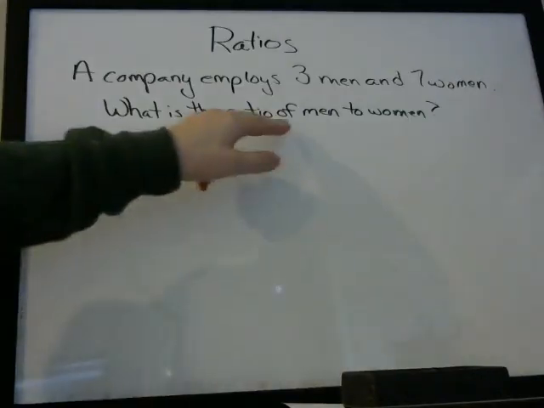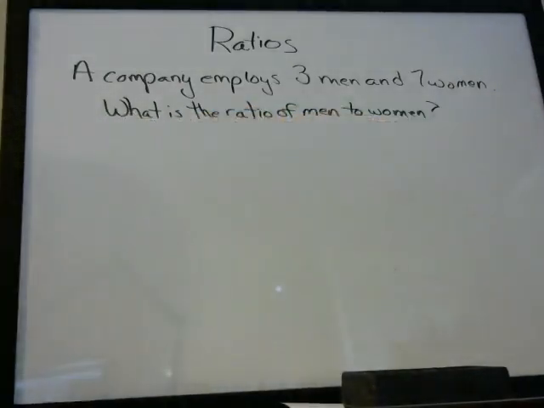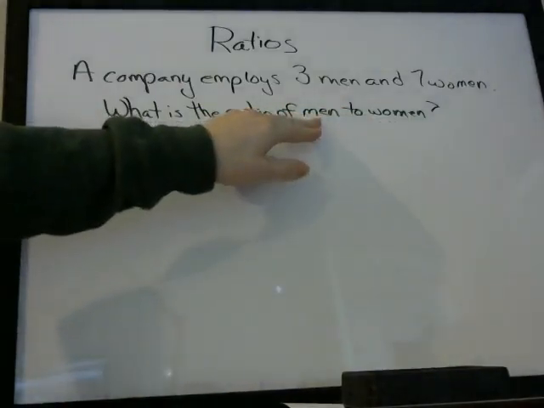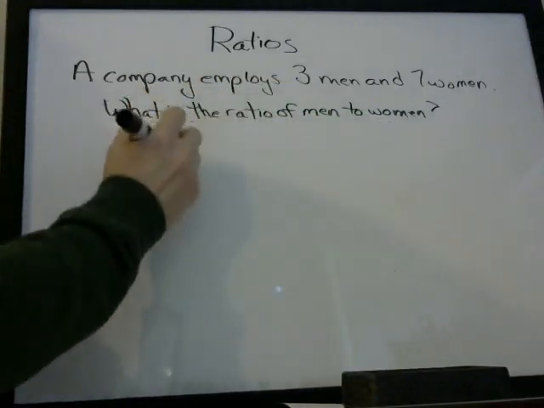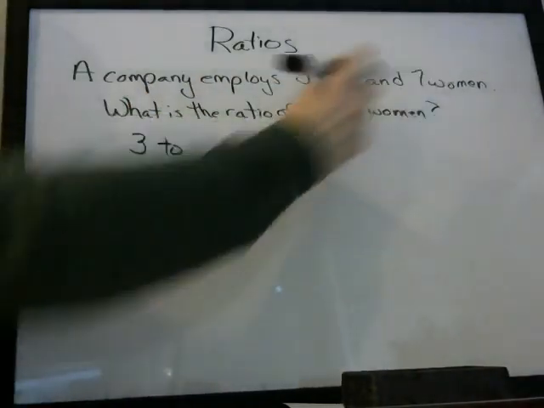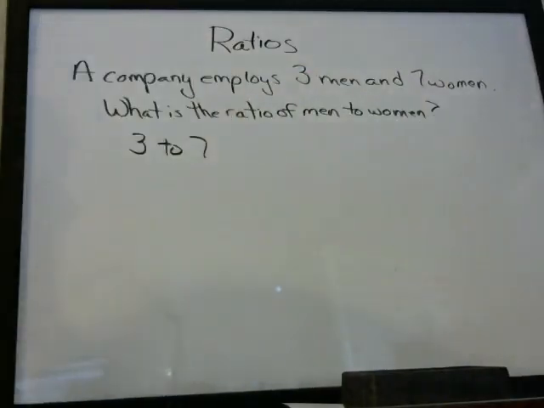So here, the ratio men to women. So that's the key to this problem here. So we simply look at how many men there are. There's 3 men. How many women are there? 7. So there are a couple of different ways that you can express ratios and a couple of different ways that the answers may be presented on the test.